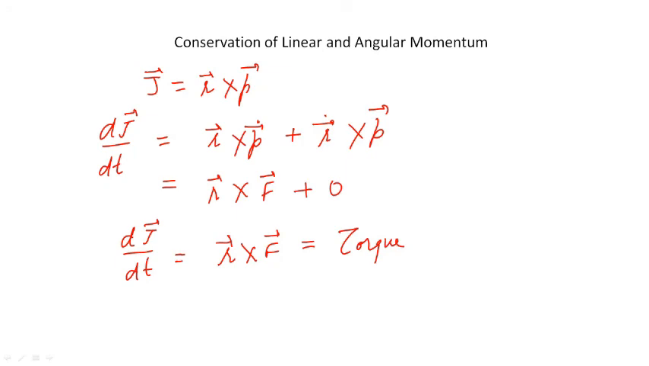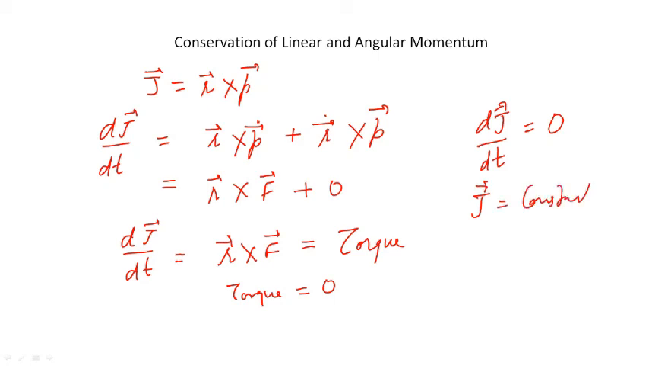You know that R cross F is equal to the torque of the system. Now if the torque is equal to 0, then you can write dJ over dt is equal to 0, or J is equal to constant. This is known as the conservation of angular momentum. Thank you.